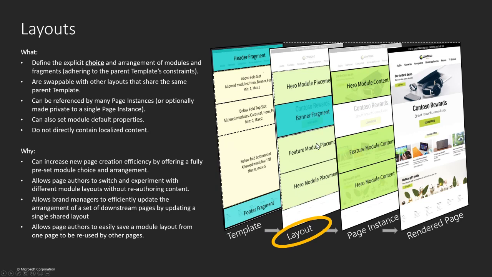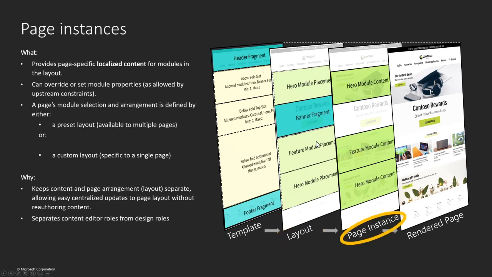So what else do we have in this? We have the page instance. The page instance is where the localized content lives for those modules, and this is where the meat and potatoes of daily content authoring, when you're managing your e-commerce site content, is generally going to be updating content, and that happens here at this page instance level.